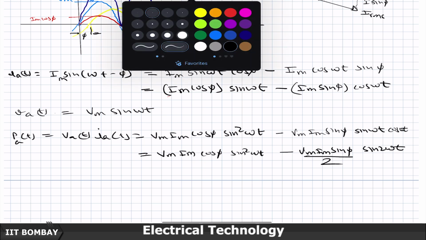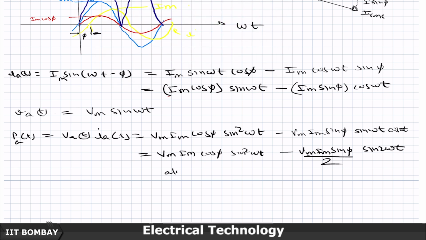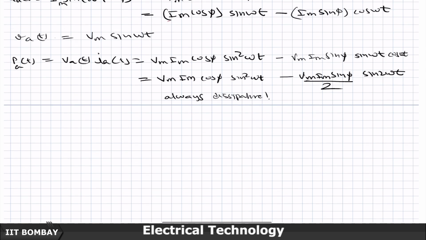The important thing to note is that this first component is always dissipative. So the source is supplying the power to the sink and the sink is continuously consuming it. That is what it means: there is nothing going back from the sink to the source. So, I have this as my sinusoidal supply, Vm sin of omega t.